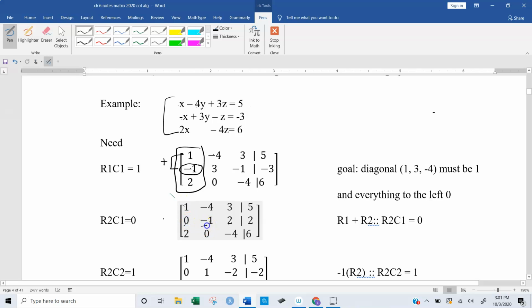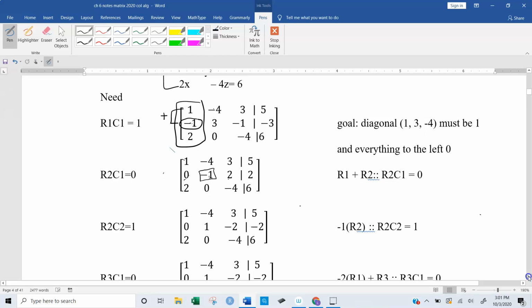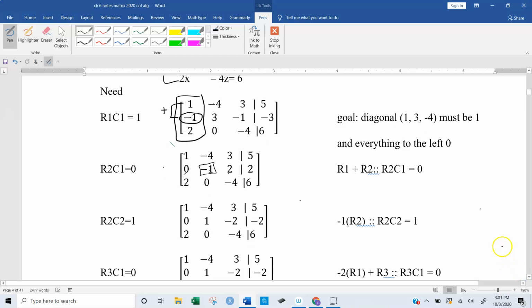The next place I look is here. I need him to be a positive 1. Well, he's very close. He's already a -1. So I can multiply him by a -1 and get him to where I need to be. But I have to do that to the entire row. So I take this entire row times -1. So 0 stays 0. -1 becomes 1. 2 becomes -2. And this 2 becomes -2. I'm doing very well so far. I got my 1, 0, 1.